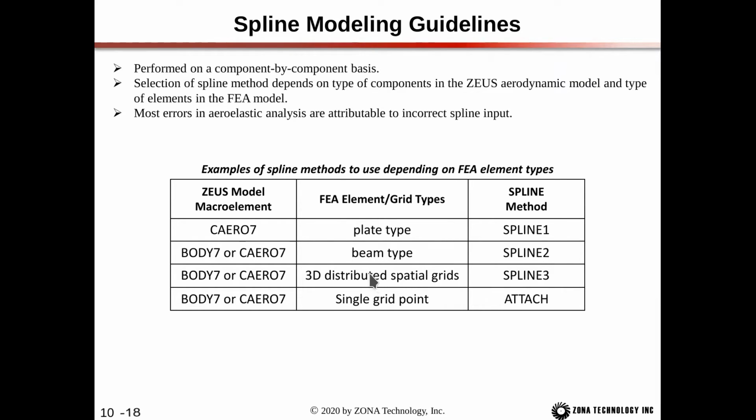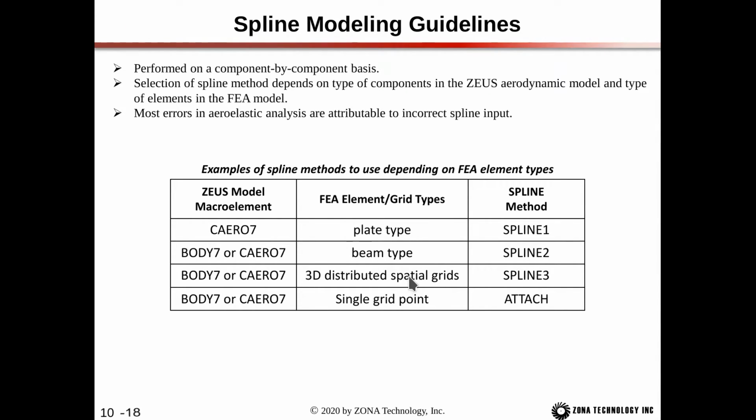Now, a note here: if you have a detailed wing box model, you may say, oh, those are 3D distributed grid points, and I have a C-Aero 7 to define my wing, therefore I want to use spline 3. Usually no. Even if you have a detailed wing box in your structure model, that is still kind of a plate type of element. What you want to do is select grid points from that wing box and then use the spline 1 method for the wing.